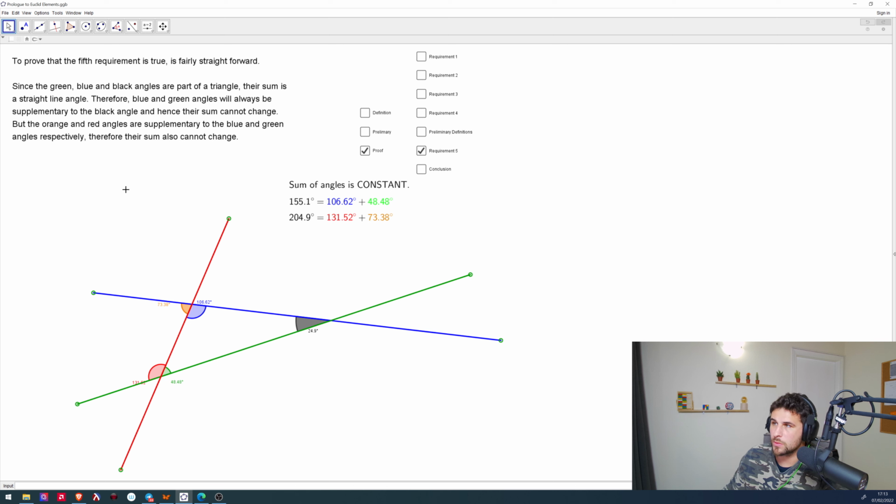So to prove the fifth requirement is true is fairly straightforward. Since the green, blue and black angles are part of a triangle, their sum is a straight line angle, as we showed with the triangle before with our proof. Therefore, blue and green angles will always be supplementary to the black angle, and hence their sum cannot change. But the orange and red angles are supplementary to the blue and green angles respectively. Therefore, their sum also cannot change. And that's it.